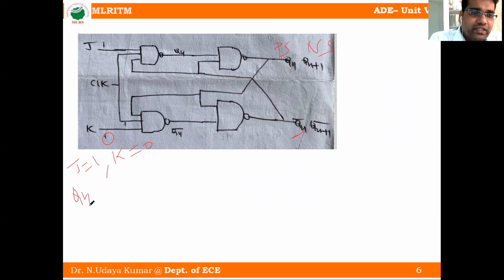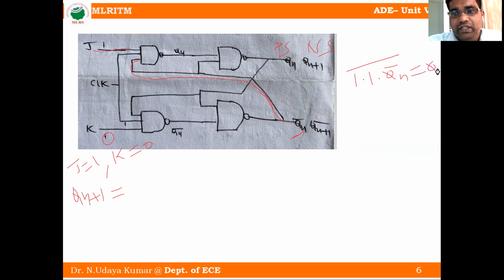So next state is nothing but Qn plus 1 is equal to, so 1 is given to the NAND gate, then clock is given to the NAND gate, then the other input is, so first input is 1. Second input is clock, clock means always 1, and the third input is Qn bar, Qn bar whole bar.